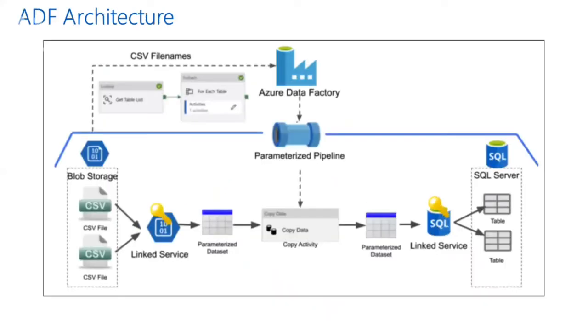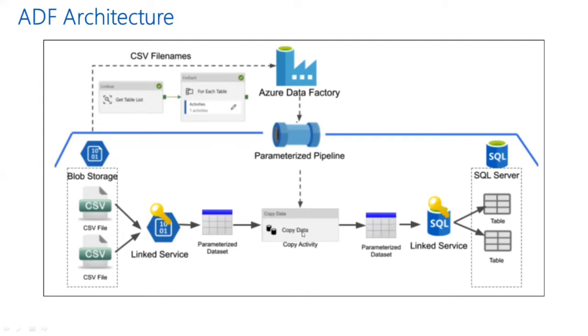This is the kind of architecture which I told you about. Let me go through it one by one quickly again. At the top we have a pipeline. A pipeline is nothing but a collection of activities. Here we have only one activity, but we could have different activities chained in a single pipeline, so that we can build a very robust, dynamic pipeline in ADF. Here we have one activity called the copy activity.